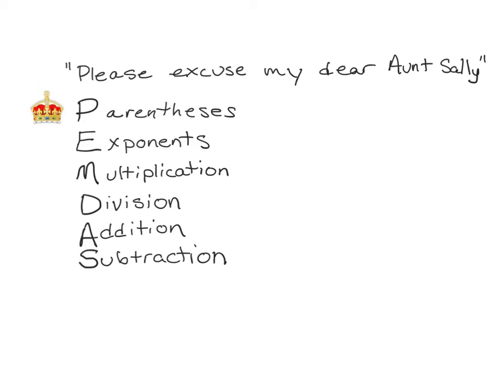So parentheses are the king. They rule over everything, and they have the final say. Exponents include both x squared and the square root of x. Multiplication and division are really tied. They're inverse operations. Dividing by a number is just like multiplying by its inverse. For example, dividing by 2 is just like multiplying by 1/2. That's why those are tied.